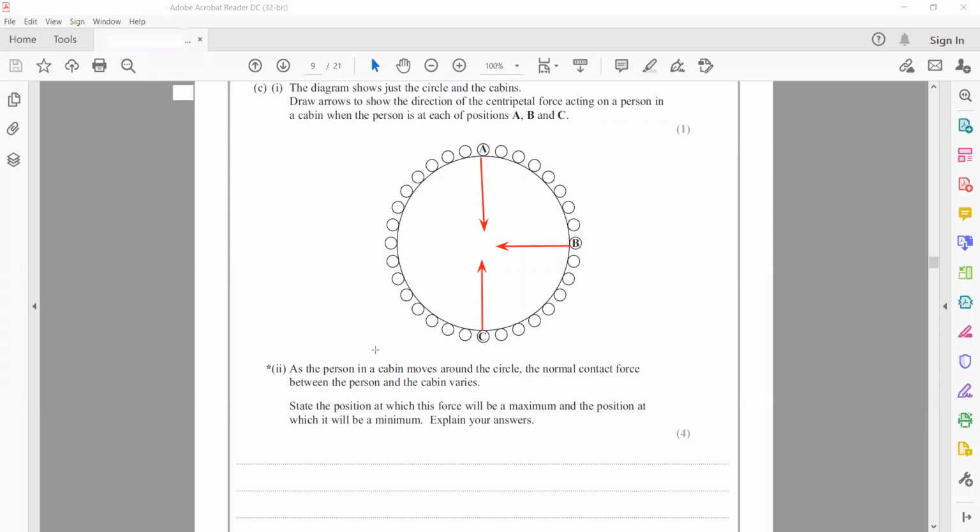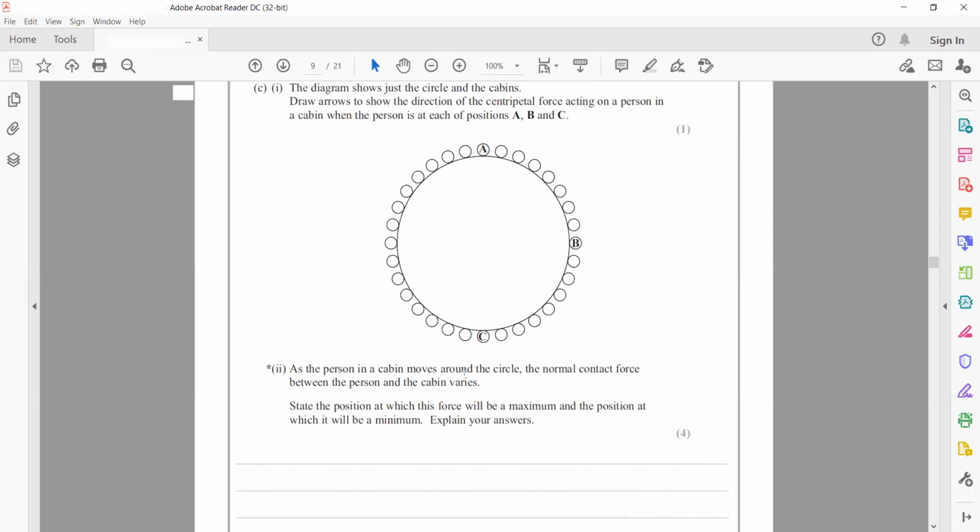As the person in a cabin moves around the circle, the normal contact force between the person and the cabin varies. State the position at which the force will be maximum and the position at which the force will be minimum, and explain your answer. So the person who's inside this cabin is experiencing a normal contact force. So we have to identify at which position the normal contact force is minimum and at which position it will be maximum.